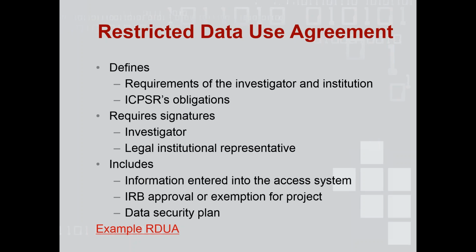The RDUA includes the information entered into the access system, the IRB letter of approval or exemption for the project, and you'll also need to include a data security plan that you will create to outline how you're going to protect the data once you receive it. And it will also include other information that you add to our request system. So if you want to have a more detailed example of what this would look like, you can click the link here for a restricted data use agreement sample.